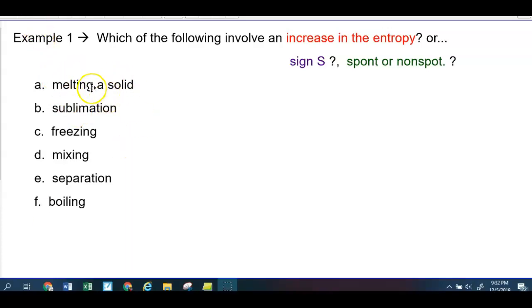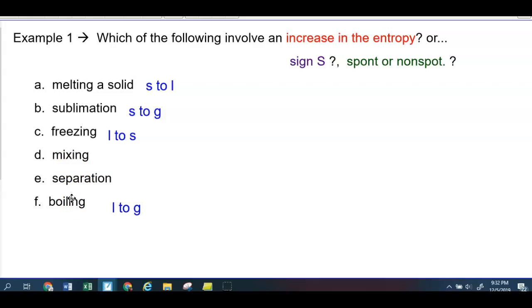You're going to need to figure out, first of all, if you can, is there a clear change in state? So that's what we're going to do first. Here, melting goes from a solid to a liquid. You should know, and if you don't, you need to know. Sublimation goes from a solid to a gas. Freezing is a liquid to a solid. Mixing, separation, those aren't changes in state of matter. And boiling goes from a liquid to a gas.